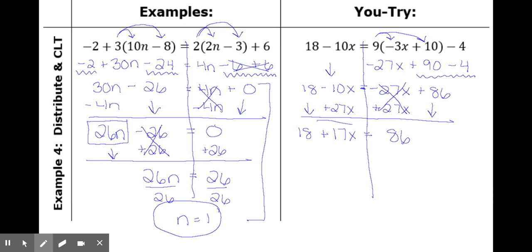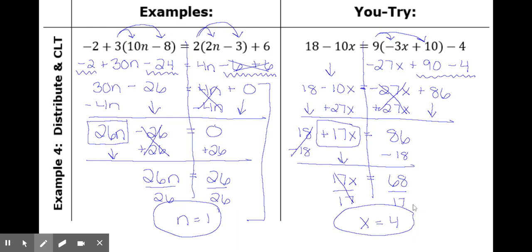Box off the variable. What's the next step? We need to move the positive 18, and we move it by subtracting 18 from both sides. The 18s will cancel. I drop down the 17x equals 86 minus 18 is 68. What's the final step? Divide both sides by the coefficient, which is 17. These will cancel. And I get a final answer of x equals 4.